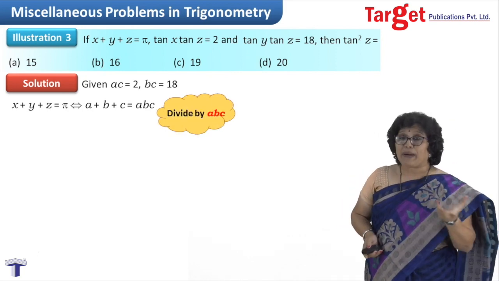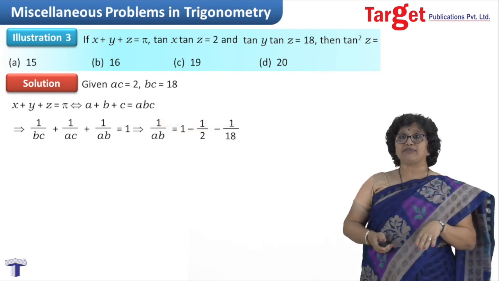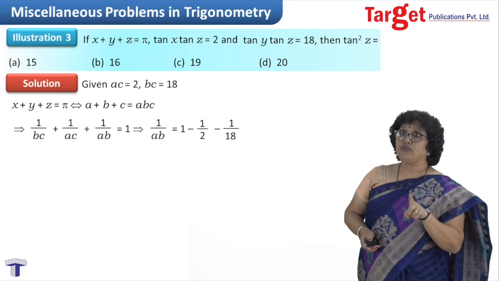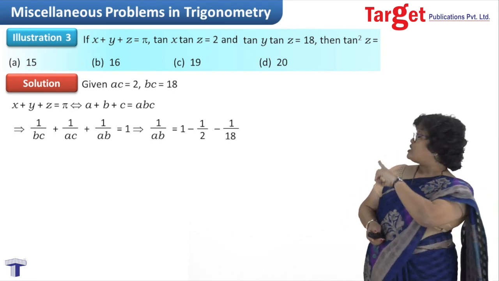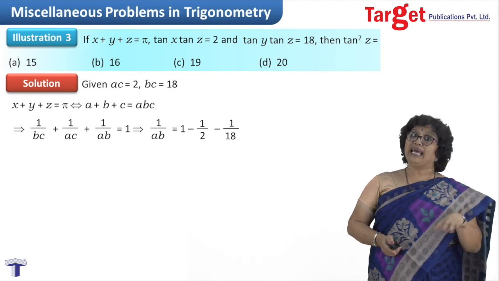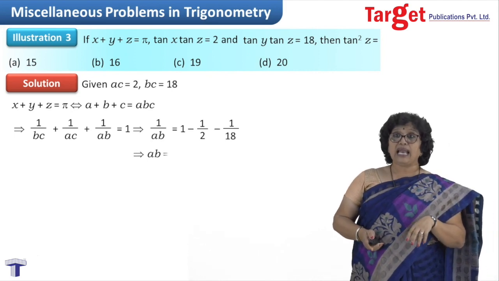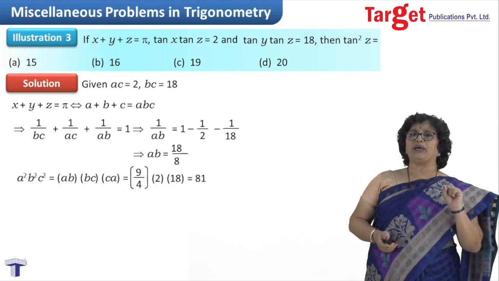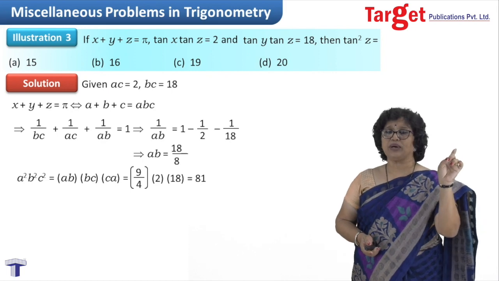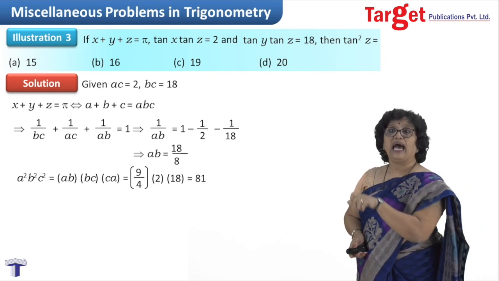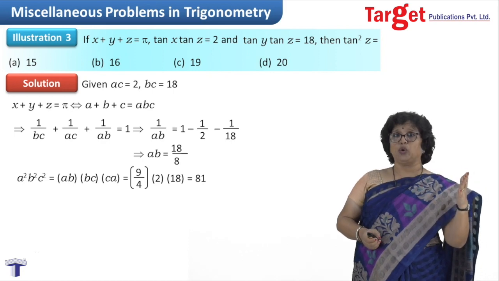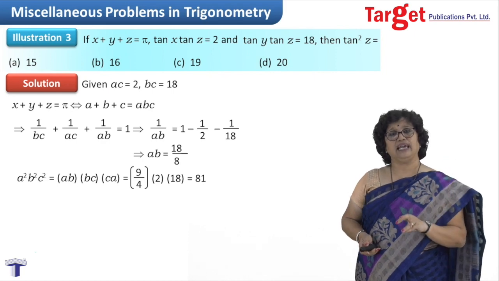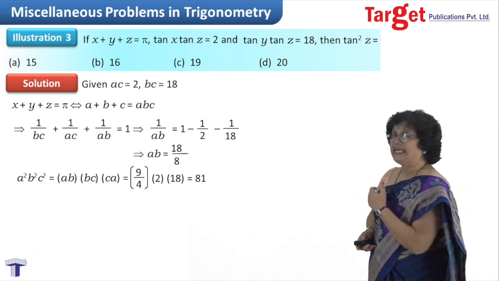Fine. Now, divide by ABC everywhere, and then what will you have? You will have 1 upon BC plus 1 upon CA plus 1 upon AB equal to 1. Out of AB, BC and CA, the answers for AC and BC are known to me, and hence I can evaluate AB from there. And that AB turns out to be 18 by 8, which means 9 by 4. And now go for A square, B square, C square. How do I write A square, B square, C square? By multiplying AB, BC and CA. Out of these, all 3 values are now known to me, since I have just evaluated AB also. So substitute values of AB, BC and CA, and then you get A square B square C square as 81.